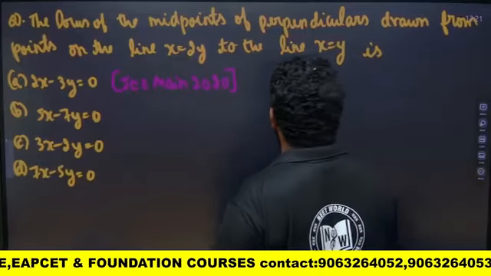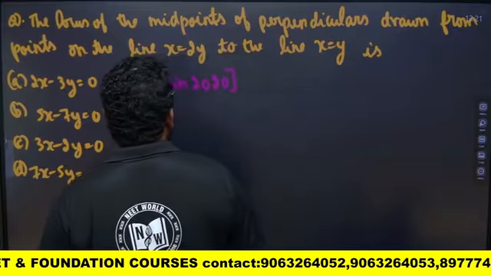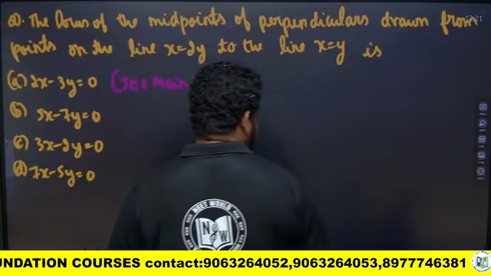Okay. The locus of the midpoints of the perpendiculars drawn from the points on the line x is equal to 2y to the line x. Okay, this is very simple.